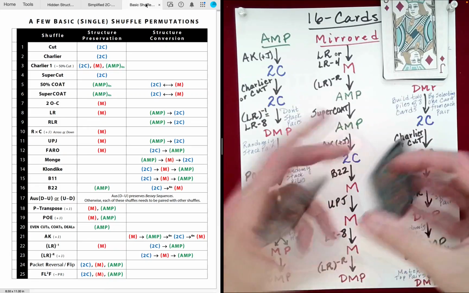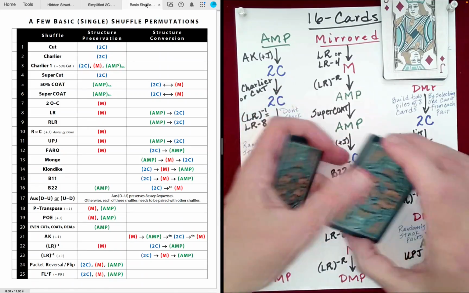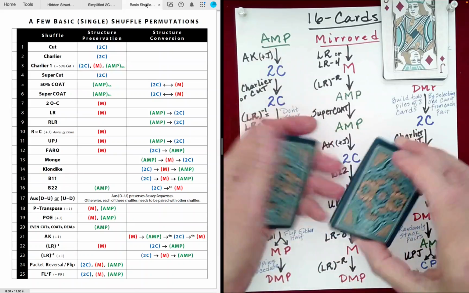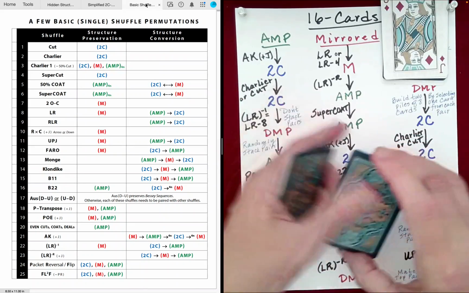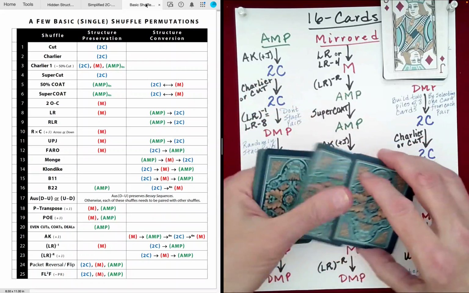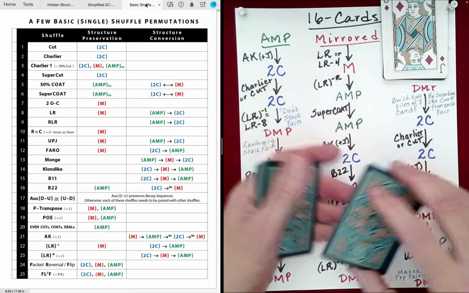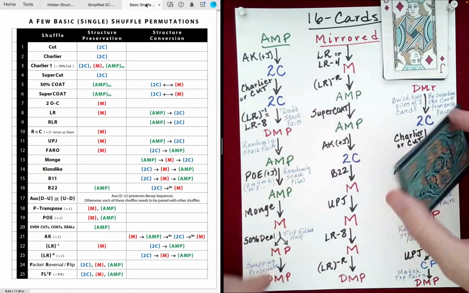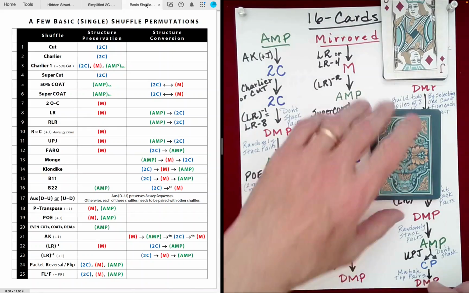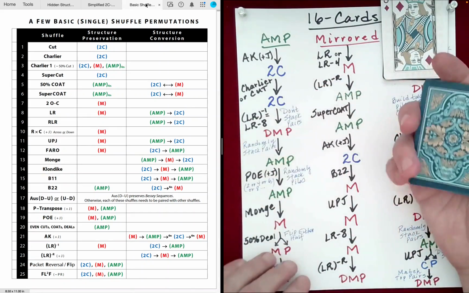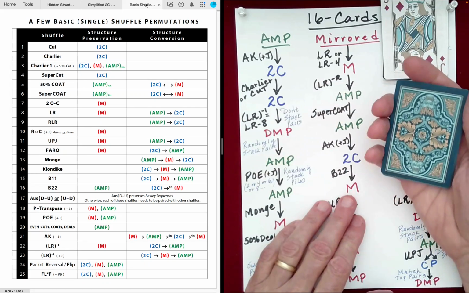Try not to drop these. 1, 2 from the bottom. Okay. 1, 2 from the top. 1, 2 from the bottom. 1, 2 from the top, 1, 2 from the bottom, 1, 2 from the top, 1, 2 from the bottom. Okay, so that is a Bessie 2, 2. I apologize for these cards being brand new and slippery here. So this is guaranteed to be a mirrored packet now.